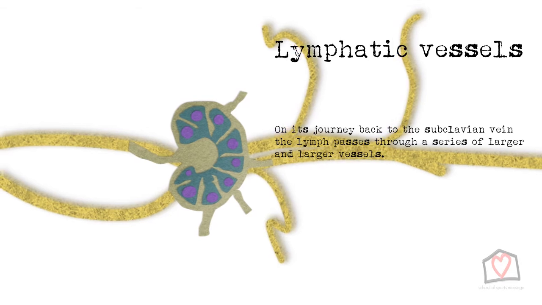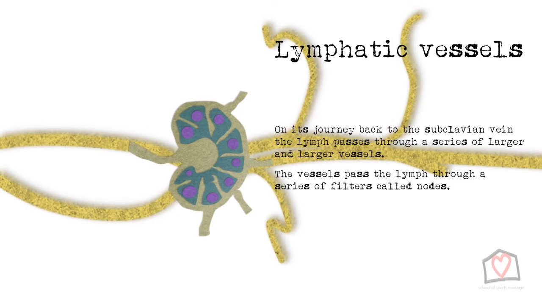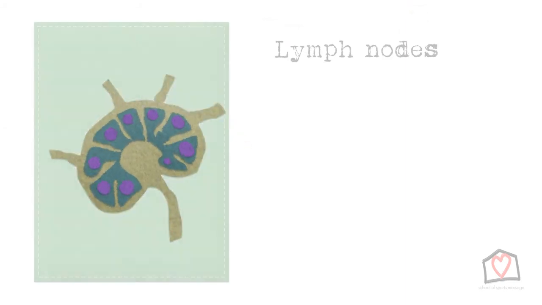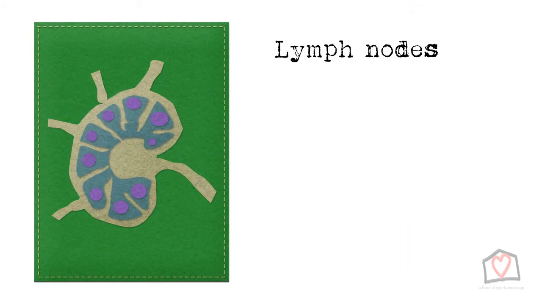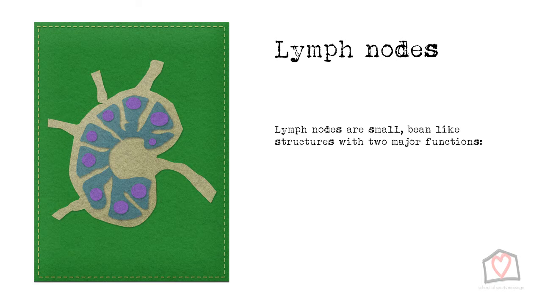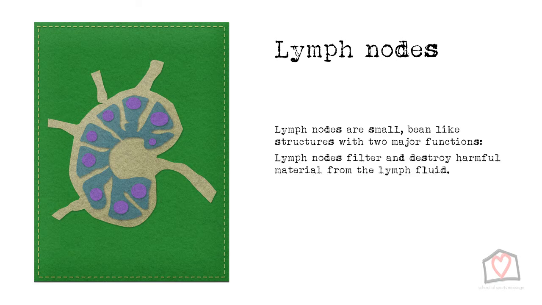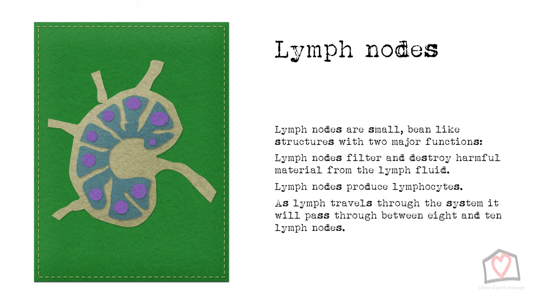These vessels pass the lymph through a series of filters. We call these nodes. Lymph nodes are small, bean-like structures with two major functions. They filter and destroy harmful material from the lymph fluid, and they produce lymphocytes. As lymph travels through the system, it will pass through between 8 and 10 lymph nodes. These nodes are strategically positioned around the body and vary in size from the head of a pin to a large peanut.